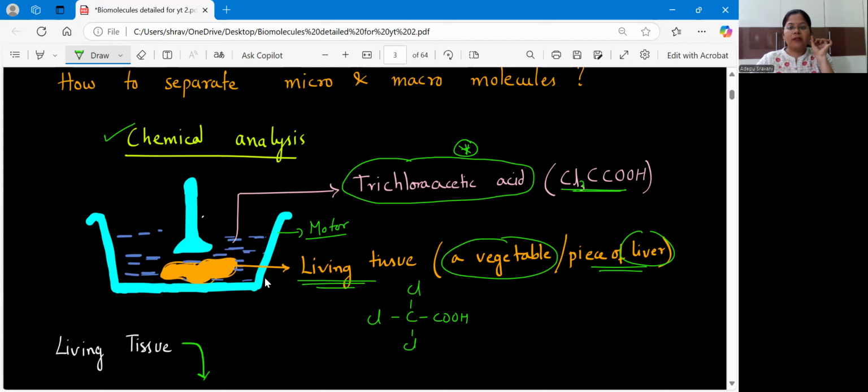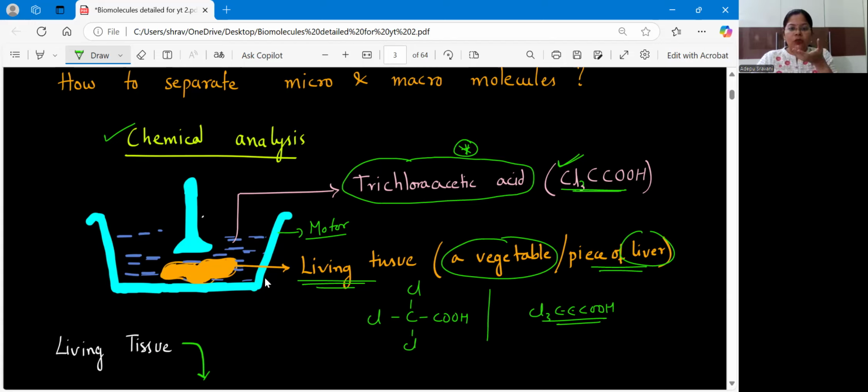Okay, Cl3COOH. In the exam, they will tend to confuse you with, say, Cl3, C, then again C, then COOH. So like this, they want to confuse you. You should not get confused. Please try to remember the formula for trichloroacetic acid. Now again, coming to the experiment.